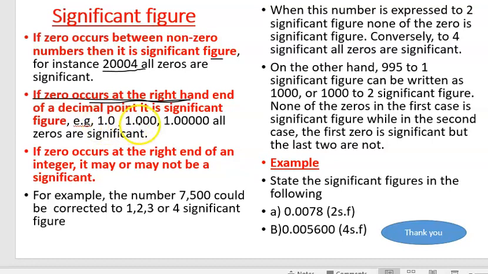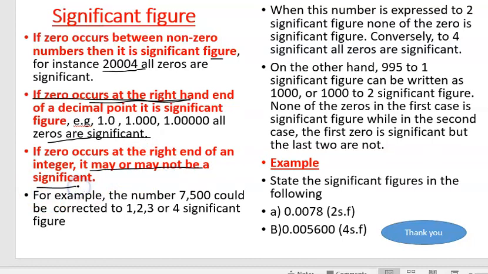This 1.000 has four significant figures, and also this 1.00000 has six significant figures. So anytime a 0 appears to the right of a decimal point, it means that particular 0 is a significant number. Now, if 0 occurs at the right end of an integer, it may or may not be a significant number.